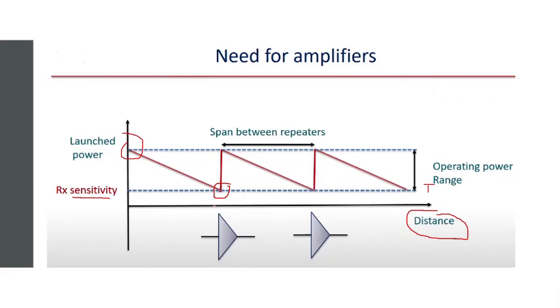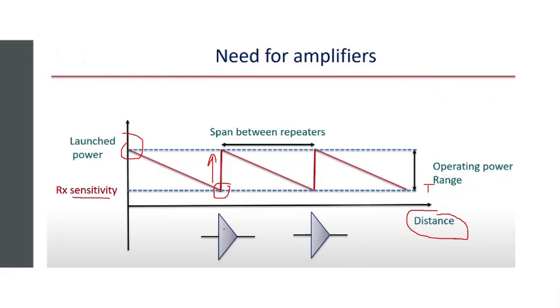So at this point we again increase our signal so that our signal won't go under the receiver sensitivity. Once the signal goes under the receiver sensitivity, it is not possible to recover the signal again from that level, because the noise level is so high that we cannot segregate the noise and our actual signal.